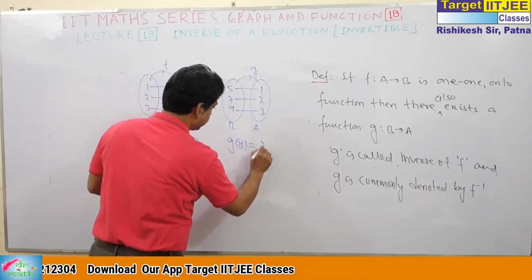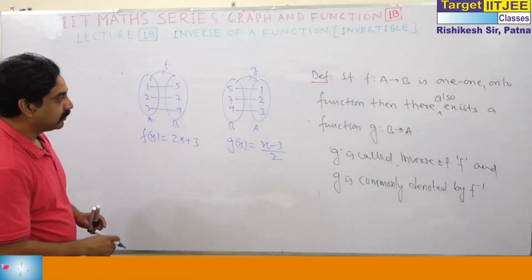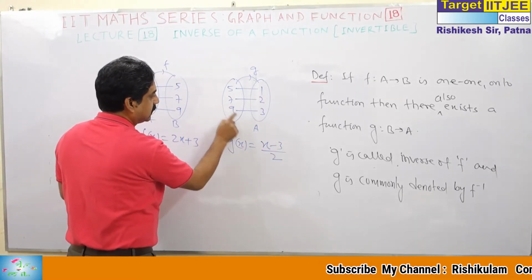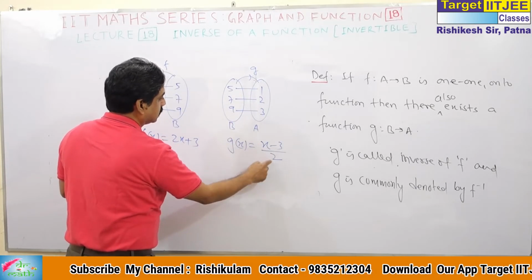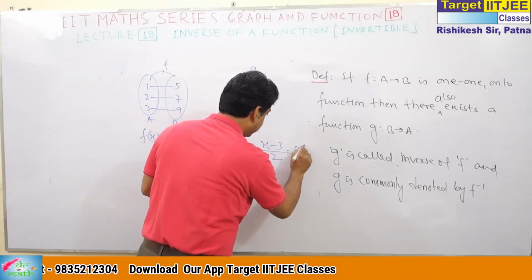You can guess that it will be (x minus 3) by 2. How (x minus 3) by 2? Put x equal to 5: (5 minus 3) by 2 is 1. Put x equal to 7: (7 minus 3) by 2 is 2. Put x equal to 9: 9 minus 3 is 6, and 6 by 2 is 3. And this is actually denoted by f inverse.